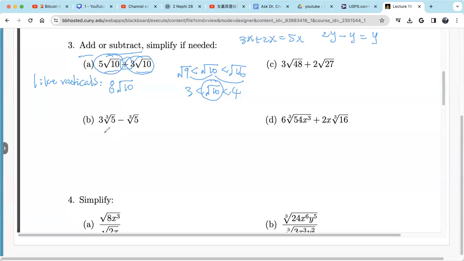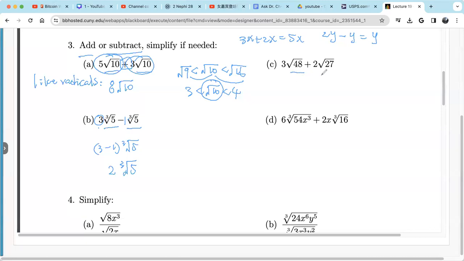Now let's see b. In b, we have cubic root of 5, right? That's a like radical. And this one we have 3 up front. What do we have with this one? The negative sign we can understand as a negative 1. So think of 3 minus 1 of cubic root of 5, which is 2 cubic root of 5. Like radicals.